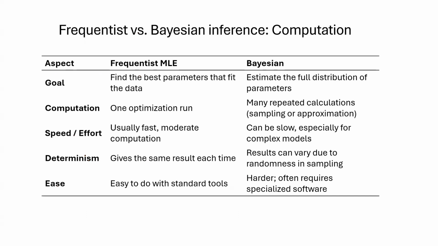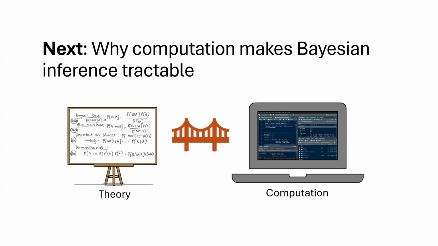So here's a slide comparing some of the computation aspects of Bayesian versus frequentist, which I won't spend a lot of time on. But in the next part, I'm going to talk about why computation makes Bayesian inference tractable and start to introduce some basic Bayesian computation methods.